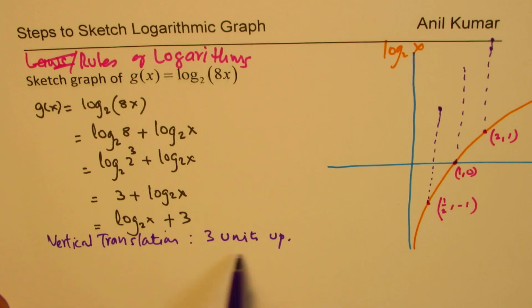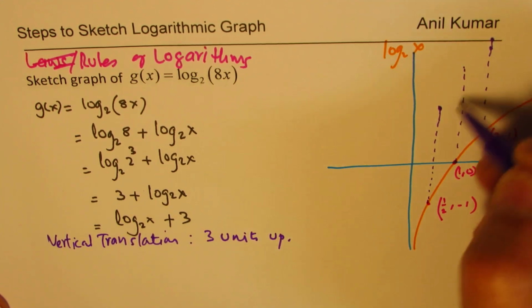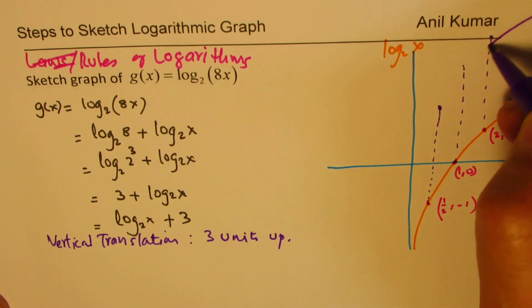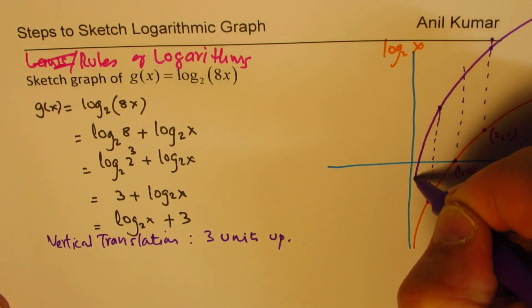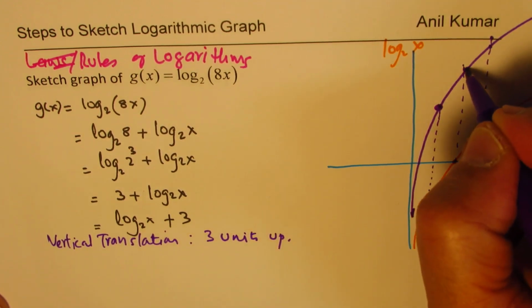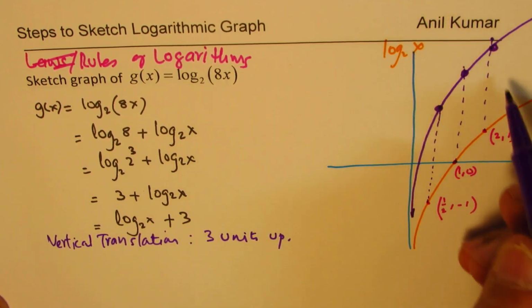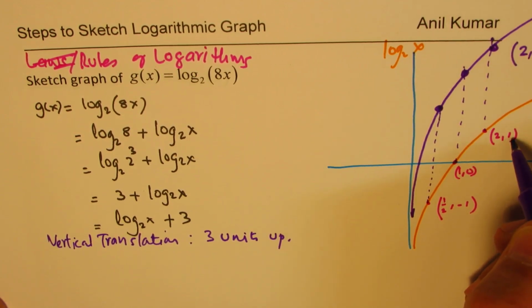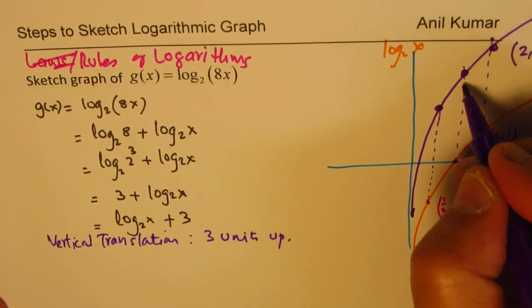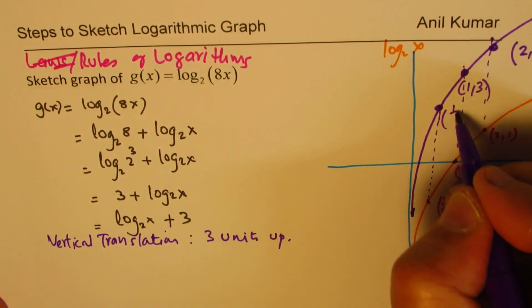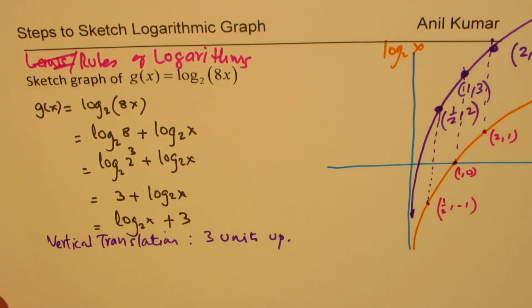So that is a translation, correct? So the graph will be parallel to this, but 3 units up. So let me just sketch the graph here first, right? And the points which we need to show are these points. The value will be 2, 4. Add 3 to y value, right? So here it will be 1 and 3. And this value is going to be half and 2. Does it make sense to you?